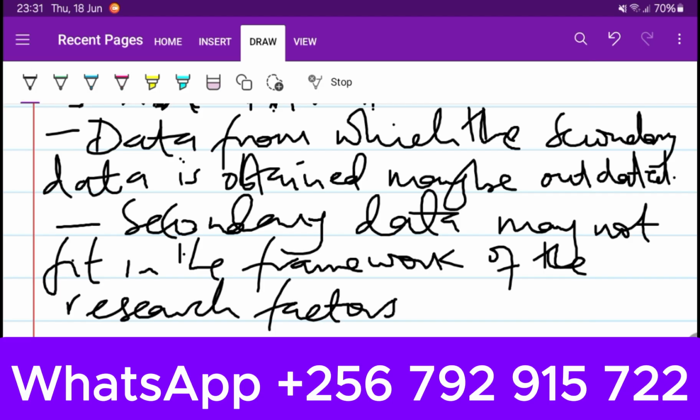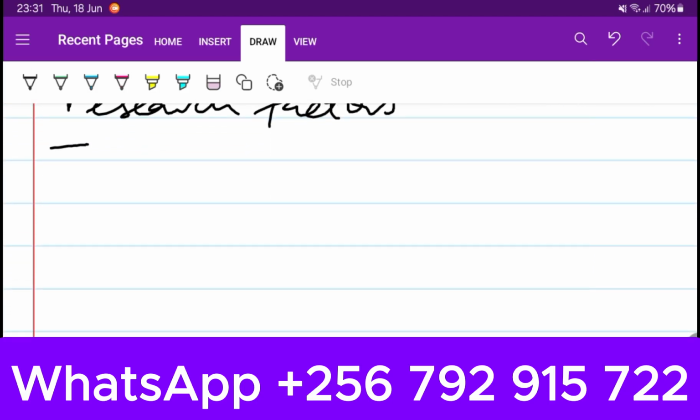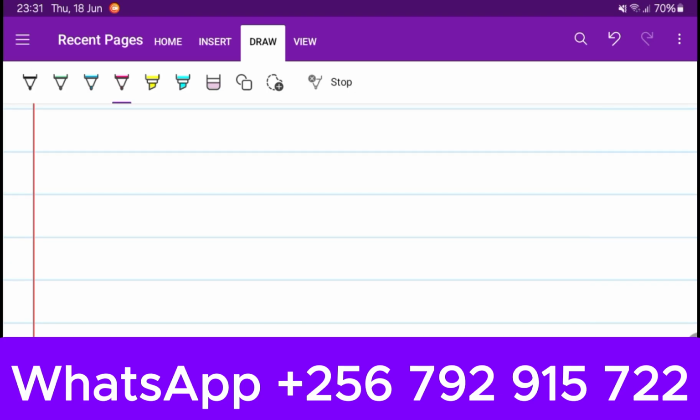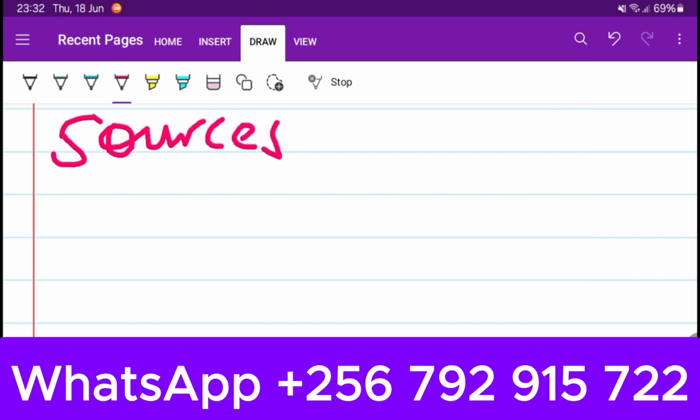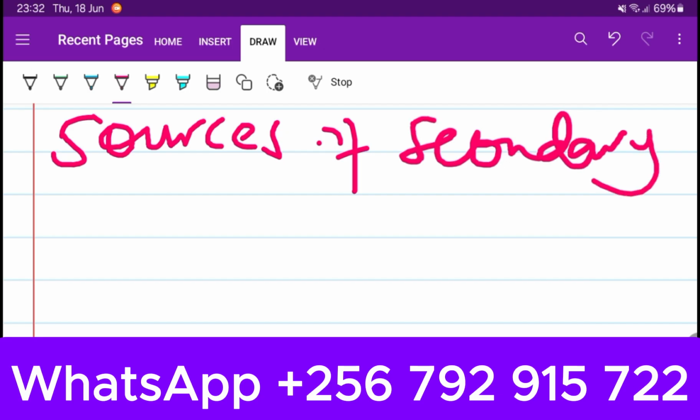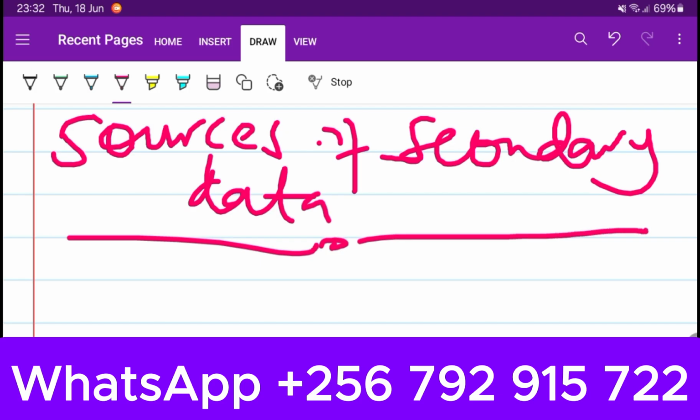Let's now look at the sources of secondary data. Where can we get this information? We talked about them, but we want to talk about them in detail. Where can we find this information? That's what we are going to discuss.